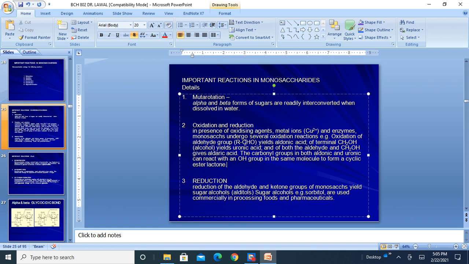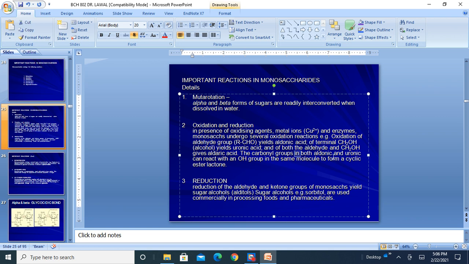So oxidation of the aldehyde group in a sugar yields aldonic acid. However, oxidation of the terminal CH2OH alcohol group yields a uronic acid. So for glucose, if the aldehyde group is oxidized, you get gluconic acid, that is an aldonic acid, while if the alcohol group at carbon 6 is oxidized, it yields a uronic acid such as glucuronic acid. And so if both the aldehyde and the alcohol group are oxidized, it yields an aldaric acid.